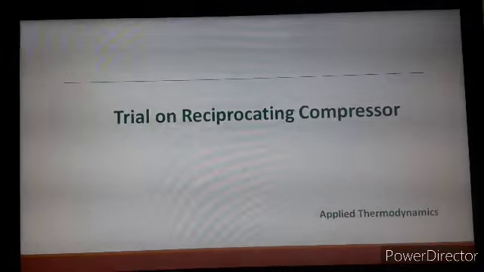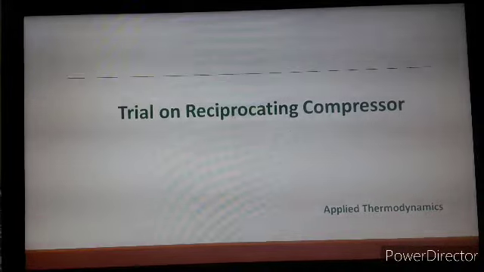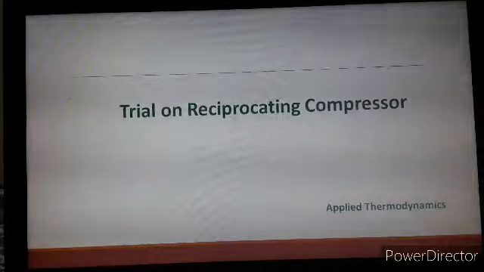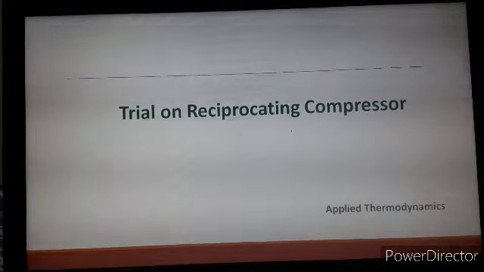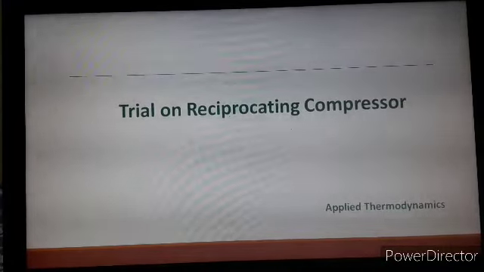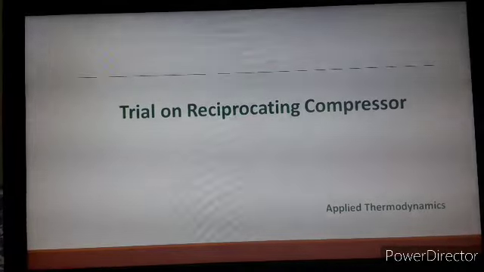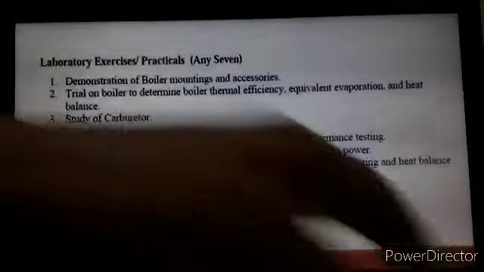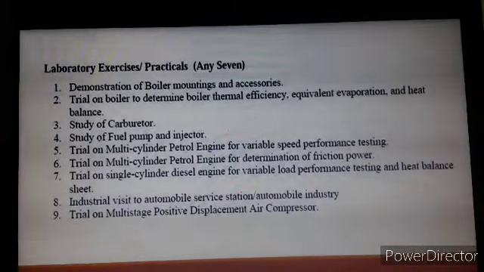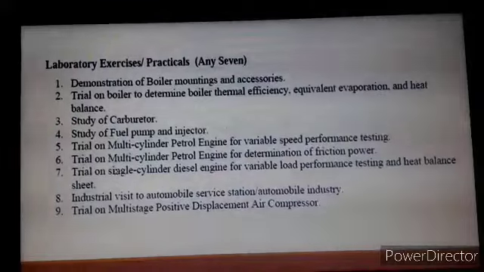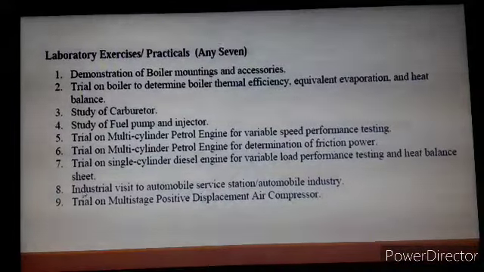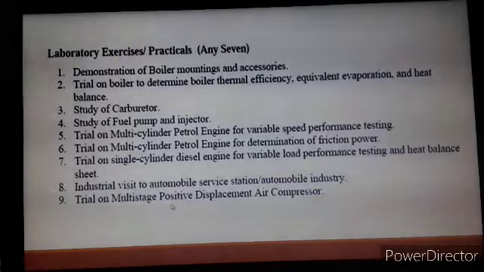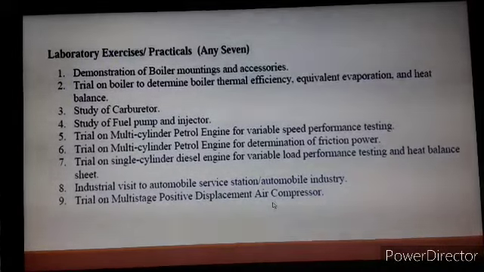So today we'll discuss the trial on reciprocating compressor. In the last practical we discussed the trial on diesel engine. So today we'll discuss the trial on reciprocating compressor. So this is the list of experiments, and as per that list we have the ninth experiment, which is on trial on multi-stage positive displacement air compressor.